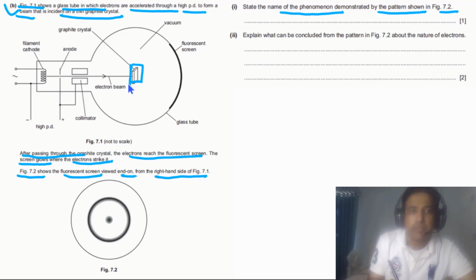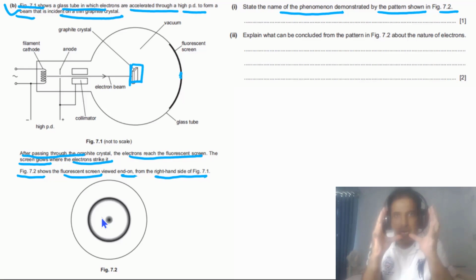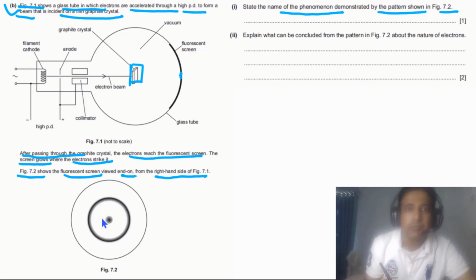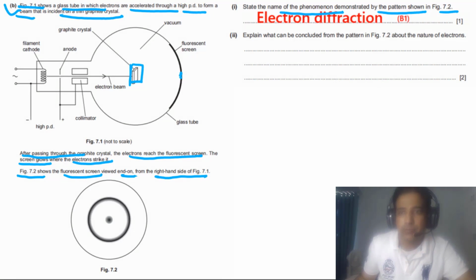In this case, if electrons behave as a particle, we should see only electrons right in front of this beam of electrons. We should see electrons here, which means we can expect electrons here. But in this case the electrons spread out. So it means that this is demonstrating electron diffraction. So in our answer we can say this is electron diffraction.